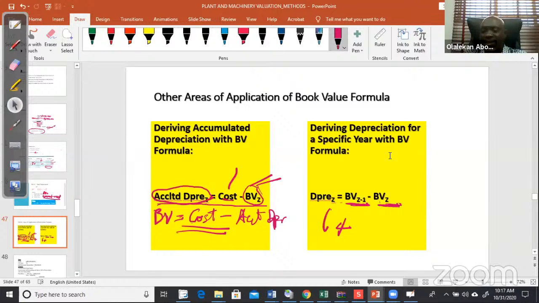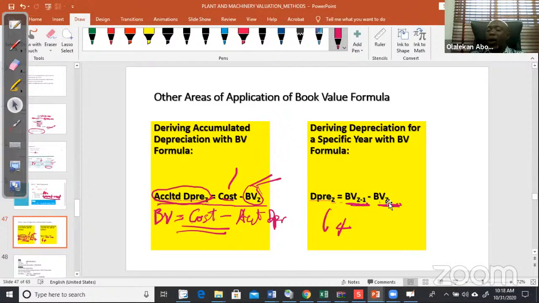Total depreciation over the 19th year will just require you to use that formula to determine the book value as at the end of the 19th year. Your Z will be 19. Then remove whatever you get from your cost. That gives you accumulated depreciation over 19 years. Now, to get the depreciation for the particular 19th year only, get the book value for year 18 using that formula.